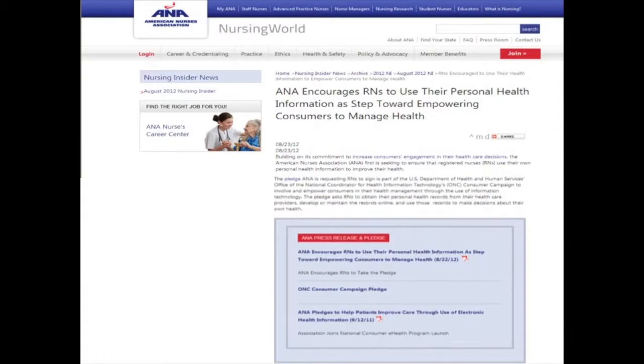Now, as a companion to that, the American Nurses Association also had information posted on their website, and theirs was really aimed at educating folks about the tools that they could be using with their patients. And so just like this headline in their website reads, ANA encourages RNs to use their personal health information as a step toward empowering consumers to manage health. And they actually had a pledgee component here. You'll see ANA press release and pledge, and then you could pledge to agree to the ANA pledge. And what was neat about it, again, was just getting a lot of people talking and thinking about this space.